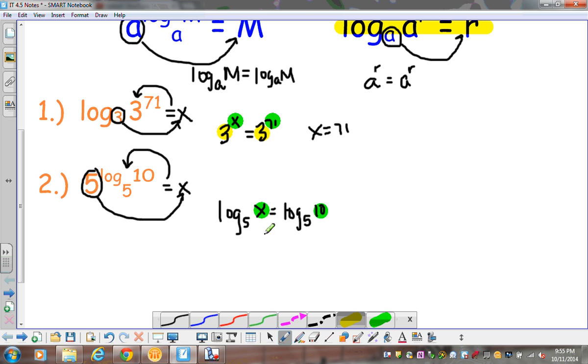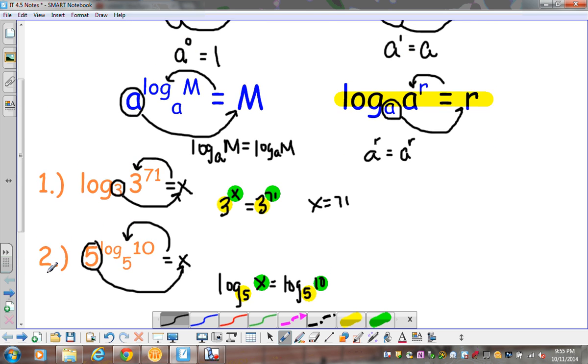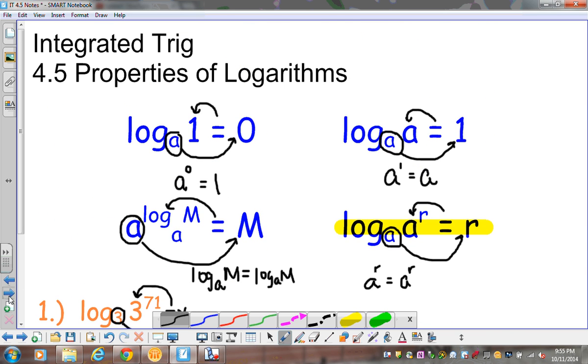So I've got the same base, log base 5. Those are equal. So x has to equal 10. So again, sometimes it's just easier, instead of trying to go through and memorize properties, just to set things equal. If they're in logarithmic form, convert them to exponential. If they're in exponential form, convert them to logarithmic. All right? So there's some of the basic ones we're looking at today.